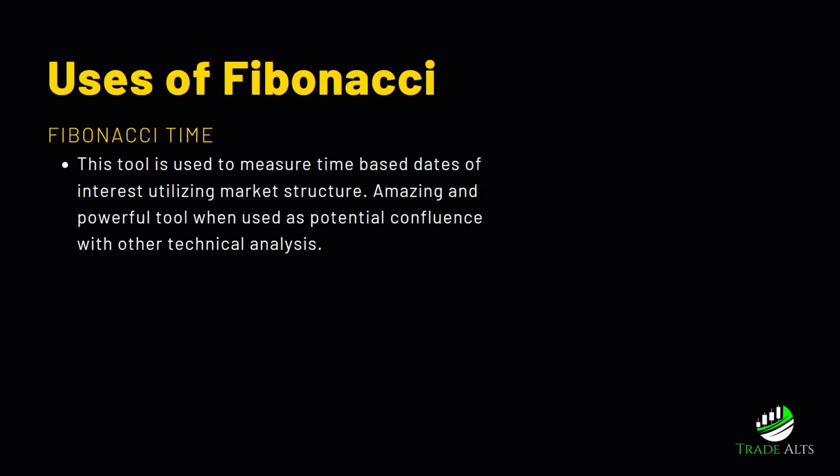So another use of Fibonacci, one of the many uses, but this one is actually really powerful, is Fibonacci time. What Fibonacci time is, basically, is you're able to measure future potential key pivot areas, and it's measured in time. So you're able to identify certain periods in the future that could give you a heads up that something is going to happen. You can think of those as potential market pivots.